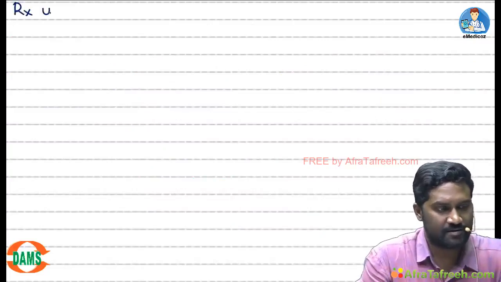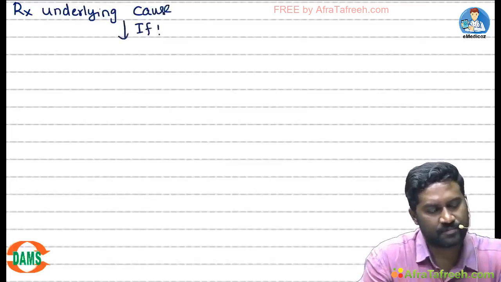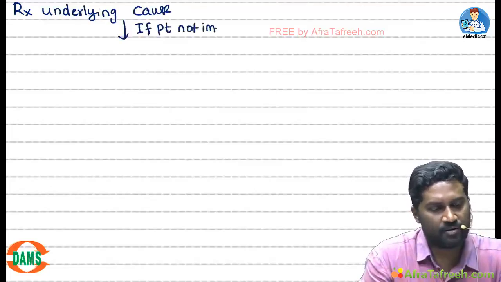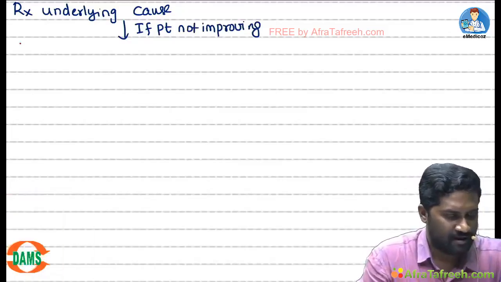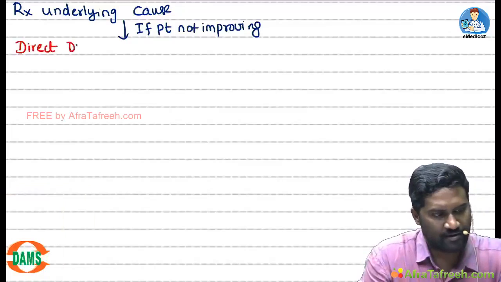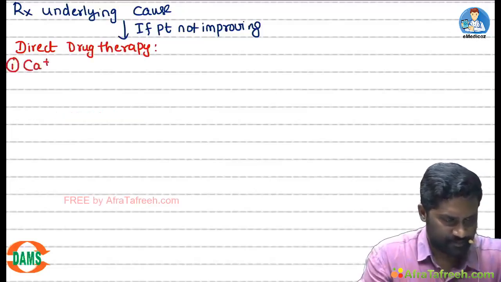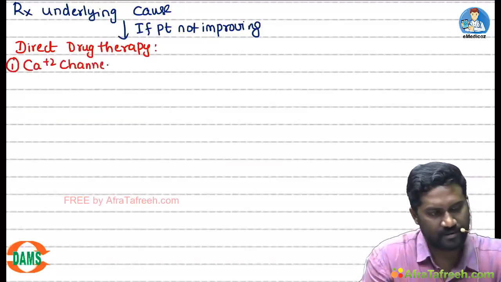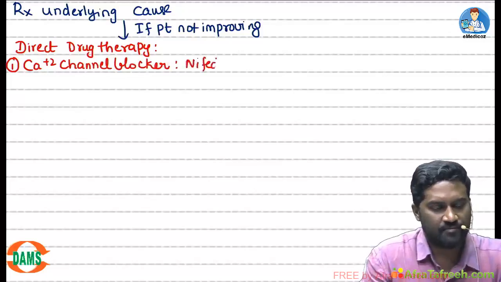First will be to treat the underlying cause. If the patient is not improving, what you should do next, students? You should start direct drug therapy that can decrease pulmonary hypertension. Important: calcium channel blocker such as nifedipine. Previously it was used, but because of side effects, it is now not used routinely.